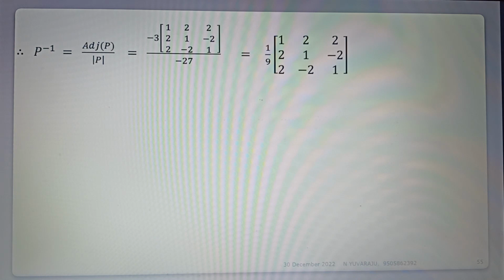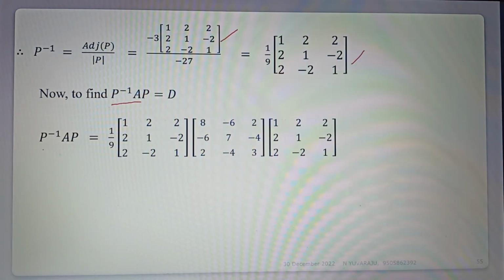So P inverse is equal to adjoint P by det P. So this is adjoint P by det P. So now finding P inverse AP. Okay na? P inverse into A into P, find out. That is equal to P inverse A into P. This is P inverse, this is the A, this is P.